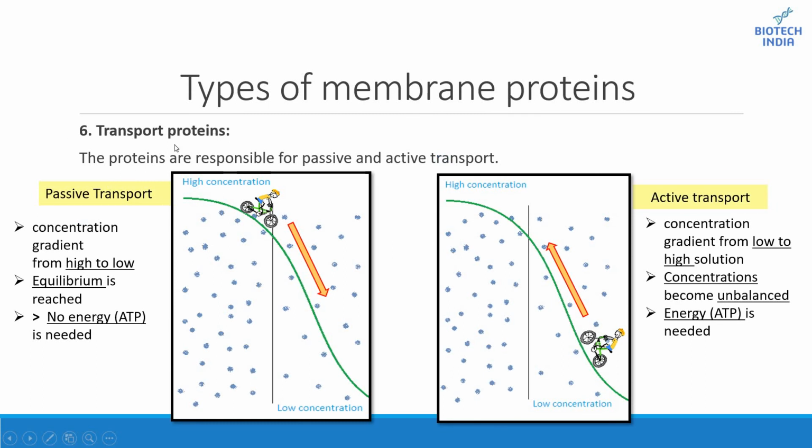Sixth is the transport proteins. These are responsible for passive and active transport. So in passive transport, the transport is happening from high concentration to low. So there is no need of energy and the equilibrium is reached. While in active transport, the transport is from low concentration gradient to high concentration gradient. So it requires energy in the form of ATP and the concentrations become unbalanced.